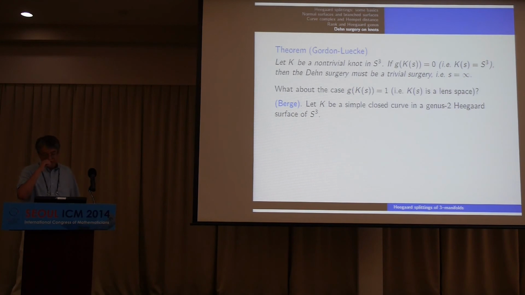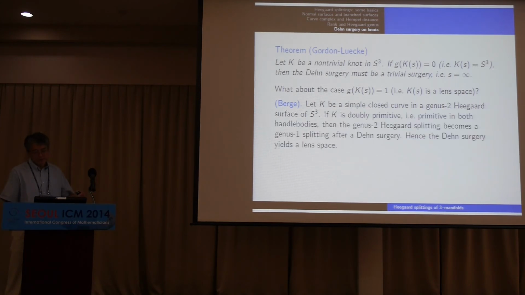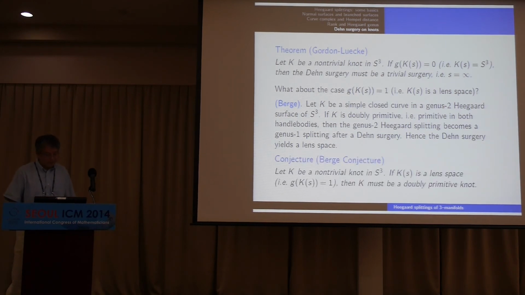And there's an observation of Berge. He observed that if you have a simple closed curve on a genus 2 Heegaard splitting, and this curve is called doubly primitive, then if you do a Dehn surgery, this genus 2 Heegaard splitting becomes a genus 1 splitting, which means the manifold is a lens space. And the famous conjecture of Berge is that if you get a lens space by doing a Dehn surgery, then the knot has to be doubly primitive.